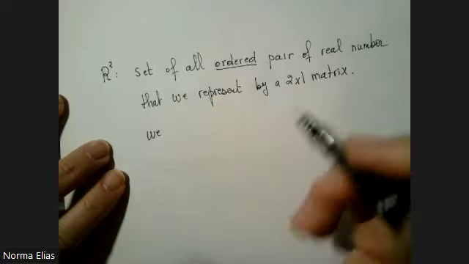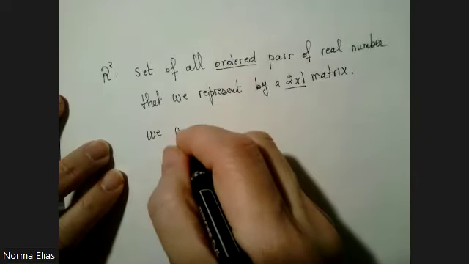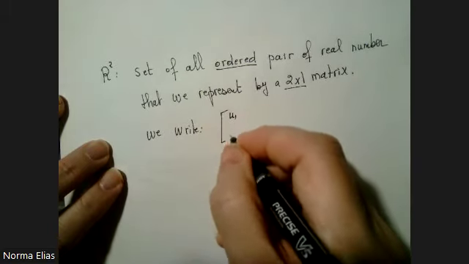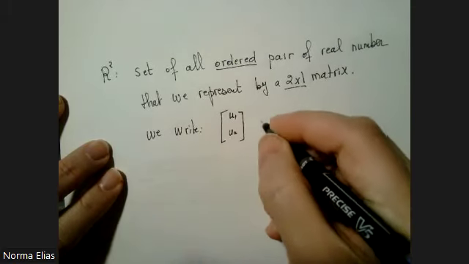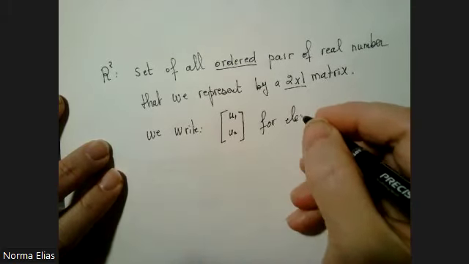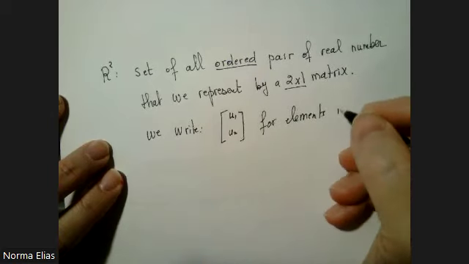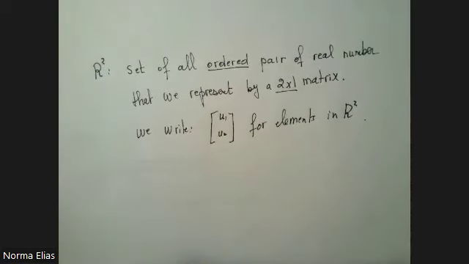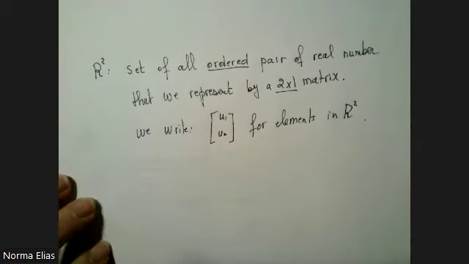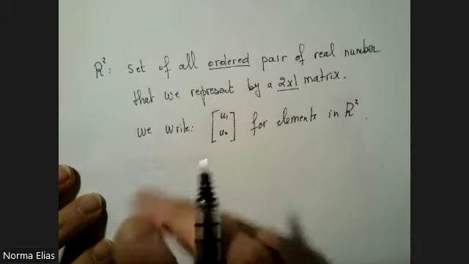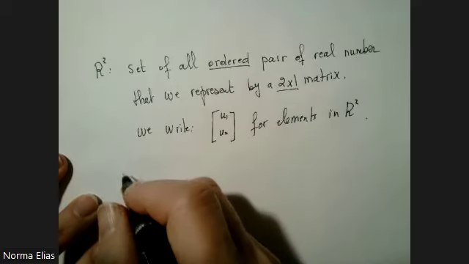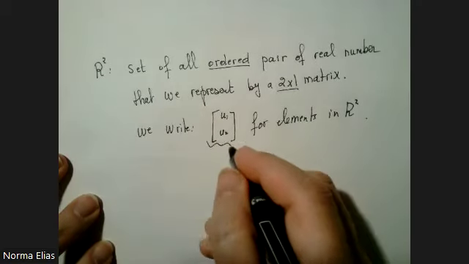How are we going to write those numbers? We write them as a 2-by-1 matrix. So we write U1, U2 for an element in R2. Okay, so when you hear R2 algebraically, for now, you just think of an ordered pair of numbers. That's no more, no less. Now, how do we visualize it? The same way we visualized R as the number line. So how are we going to visualize R2? Or how are we going to visualize this?